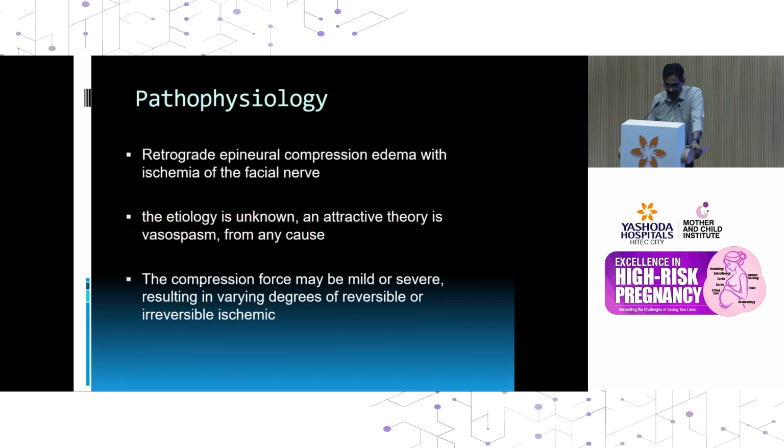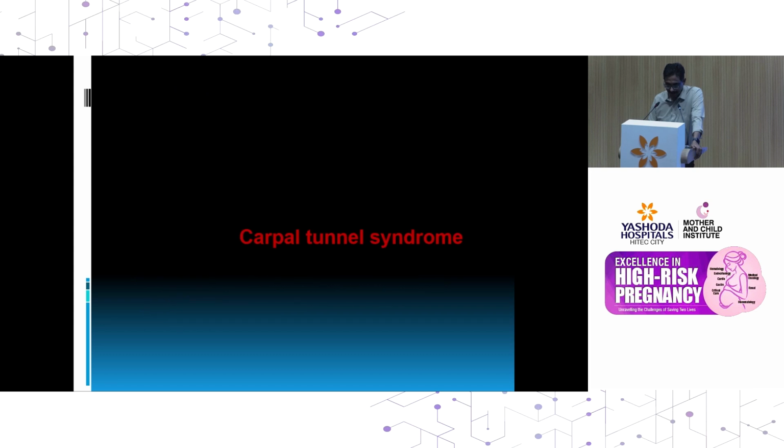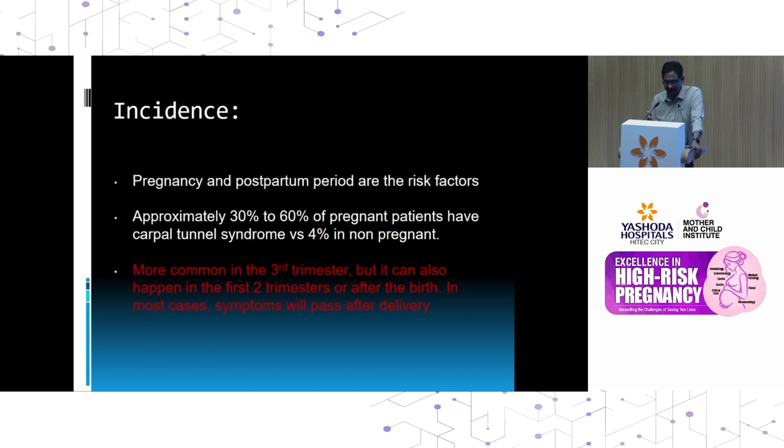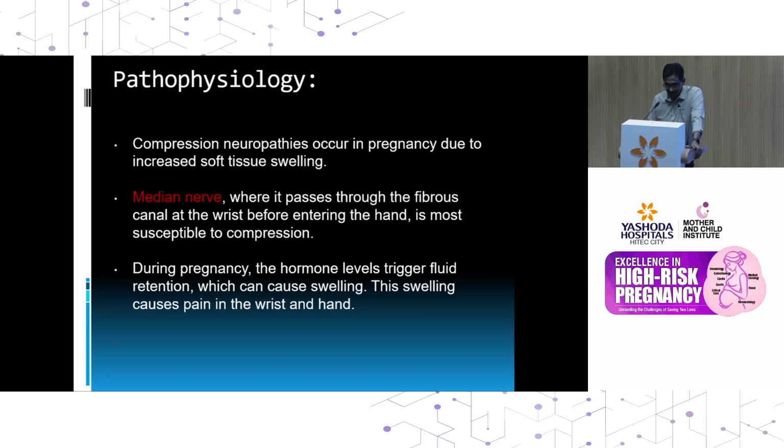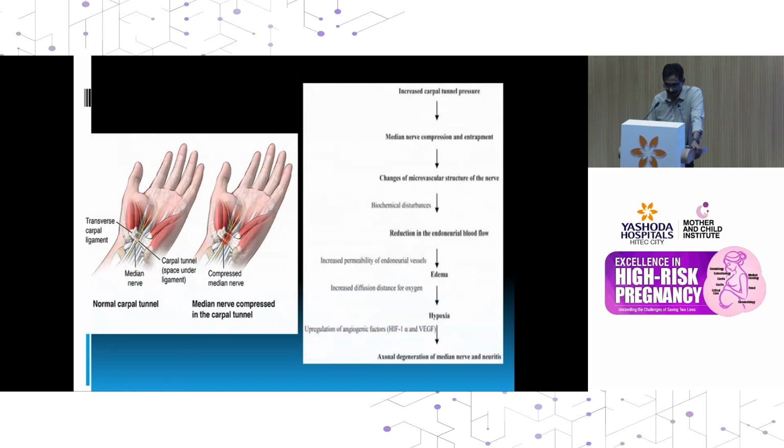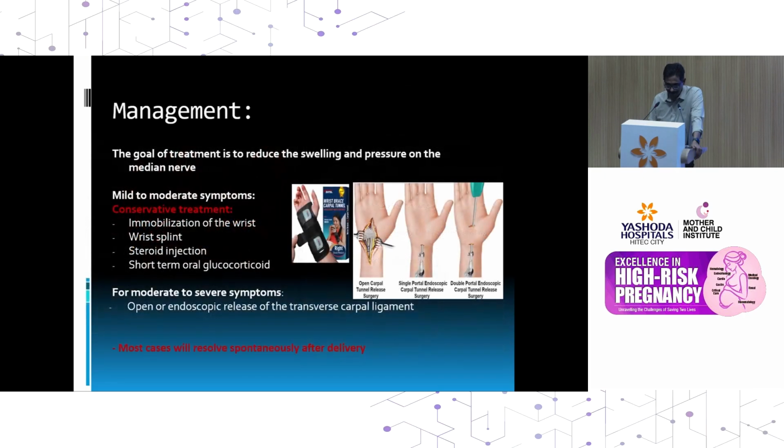And next is carpal tunnel syndrome. This is my last slide. Carpal tunnel syndrome is the same thing as Bell's palsy. Because of the hormonal changes, a lot of fluid is accumulated and they can have carpal tunnel syndrome, which is because of the median nerve compression at the wrist joint. Most of them get relieved after delivery. Very few of them need surgical intervention.